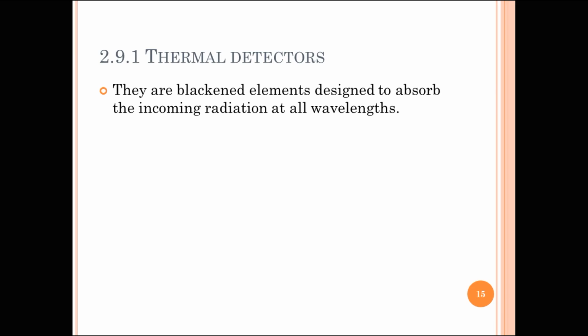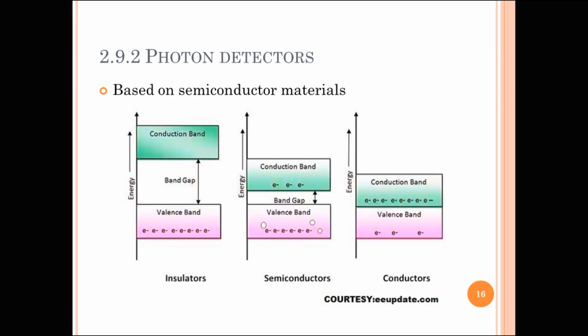Thermal detectors usually measure this temperature using a resistance thermometer, a thermistor, or thermocouple principle. Photon detectors. Photon detectors are generally based on semiconductor materials. These materials exhibit band gaps, levels of electron energy that are not allowed. That is, some electrons will be found in a low energy valence band, some in a high energy conduction band, but none in the energy gap between the two.